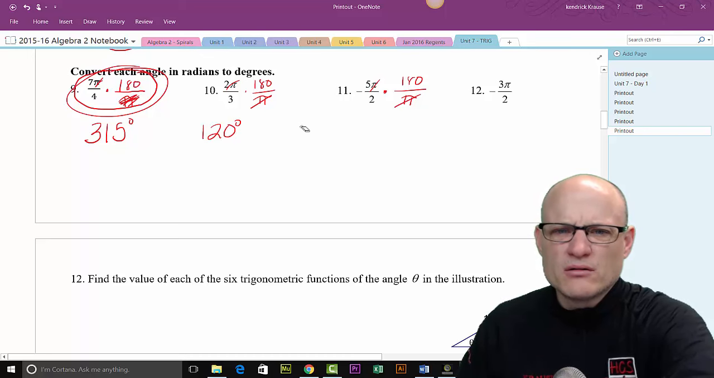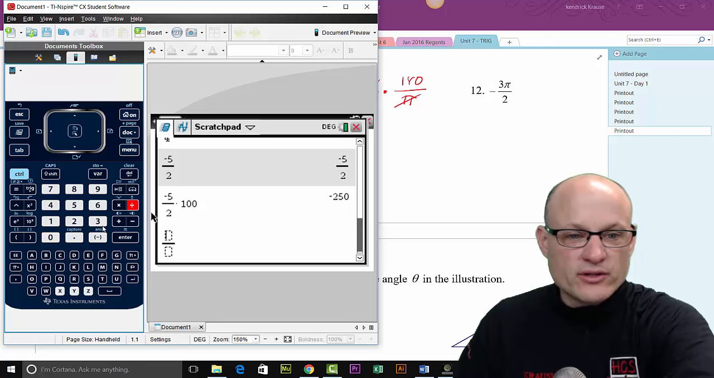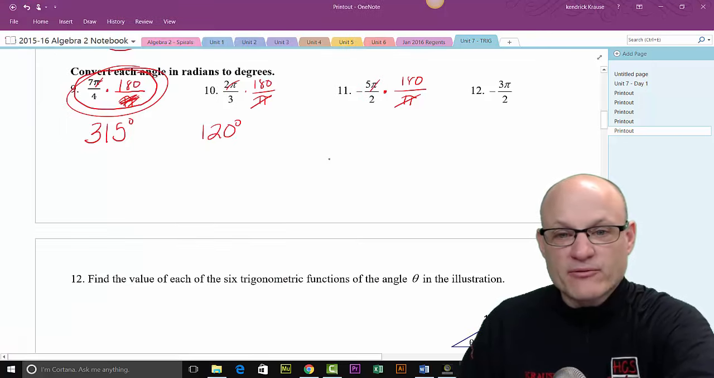Why am I wrong? Oh, I multiply by 100. I know I'm not wrong. Let's try this the right way, kids. Divide, control division. Negative 5 over 2 times 180. Oh, now I'm going to be right: 450 degrees, but negative 450 degrees.